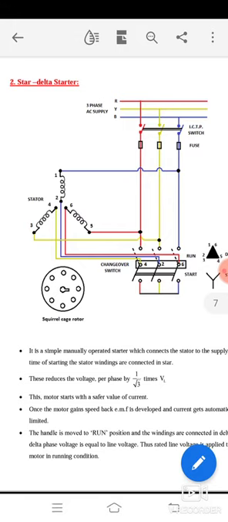So with the help of this expression we are going to study the starter which is used in three phase induction motor. These types of starters are generally used manually.